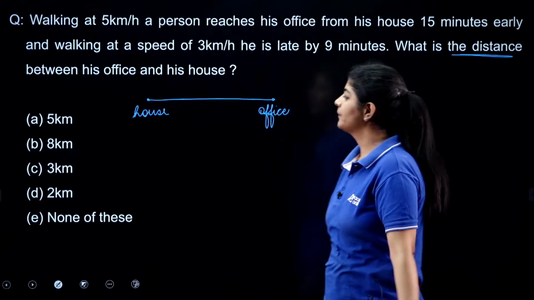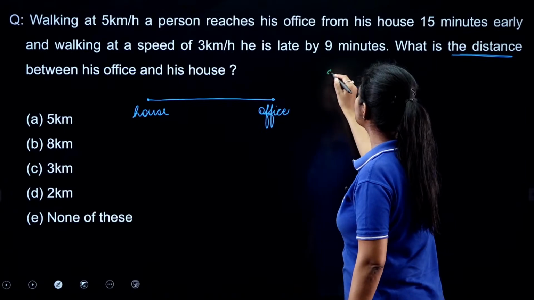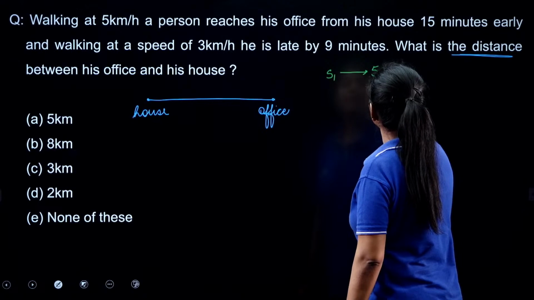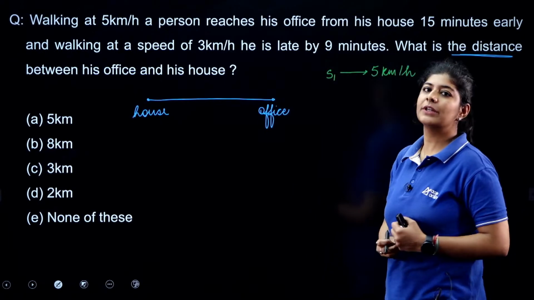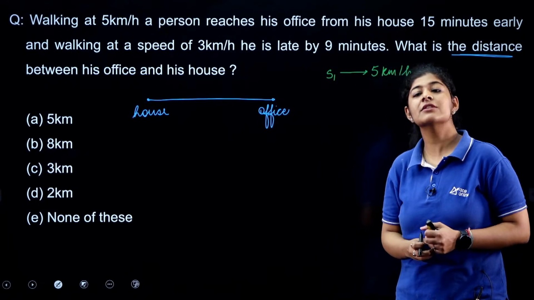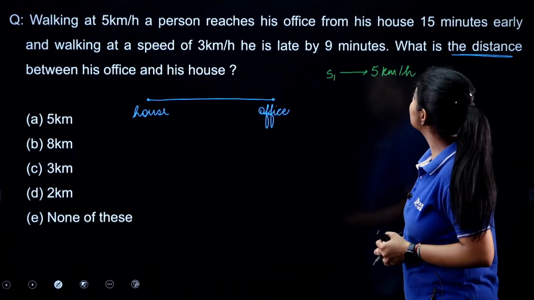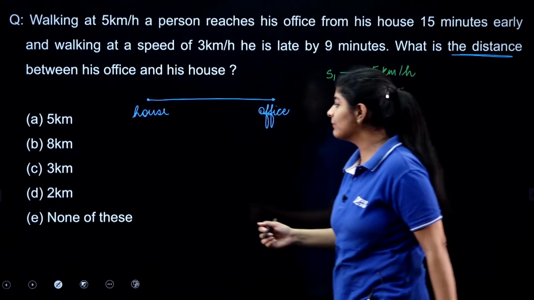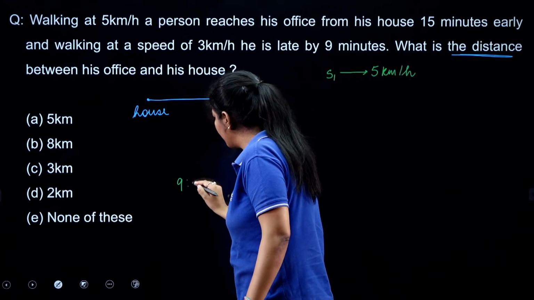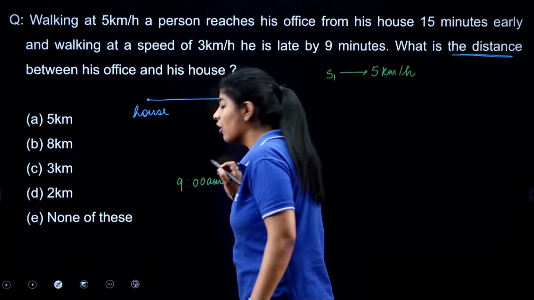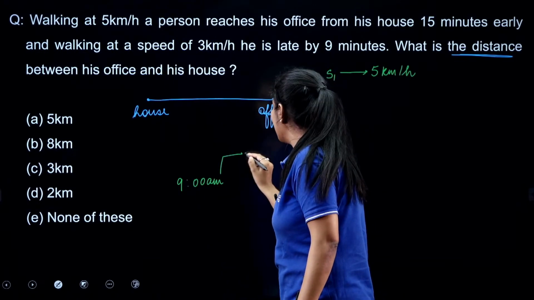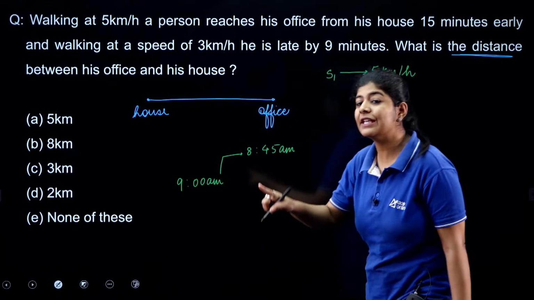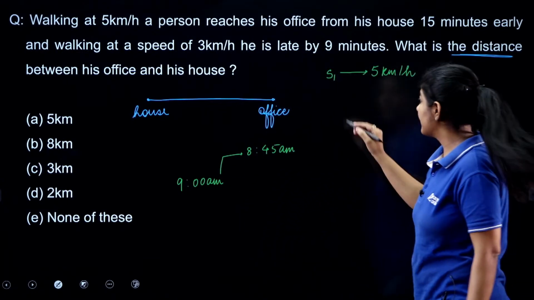Very good, Moida. So the question is saying that the first speed is given as 5 kilometers per hour. If he is walking with 5 kilometers per hour, he reaches his office 15 minutes early. Let's suppose the time to reach the office is 9 a.m. in the morning, but he is reaching by 8:45 a.m. if he is walking with 5 kilometers per hour.